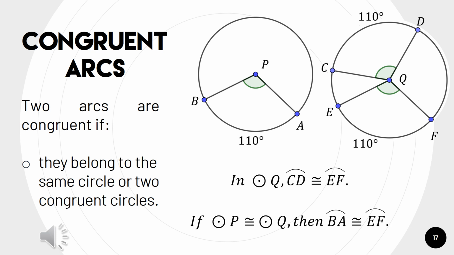The second condition is that their central angles must be congruent. In reference with circle Q, if angle CQD is congruent to angle EQF, then we may say that arc CD is congruent to arc EF.